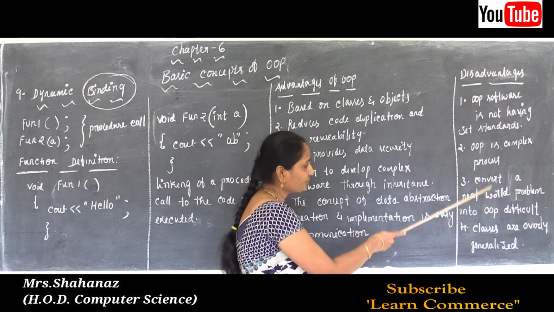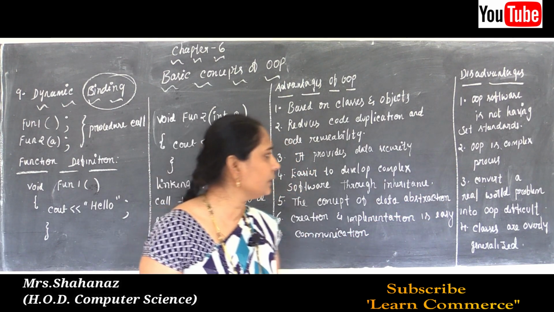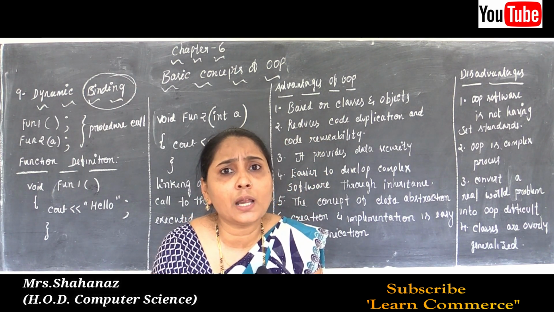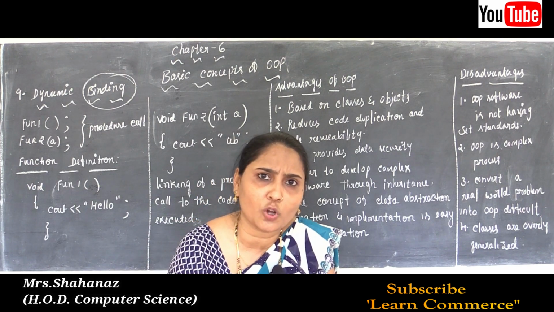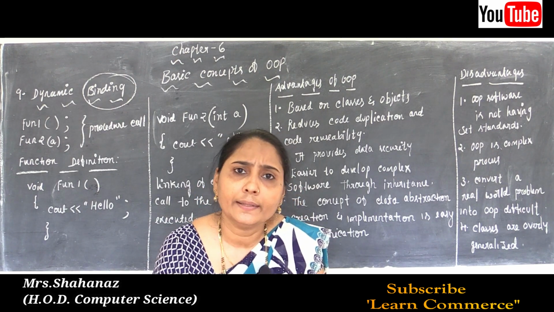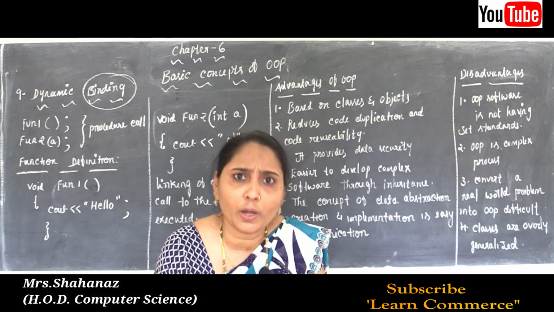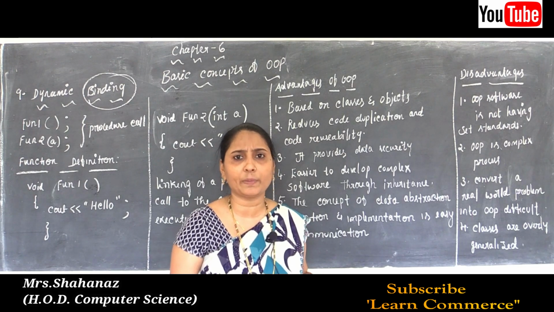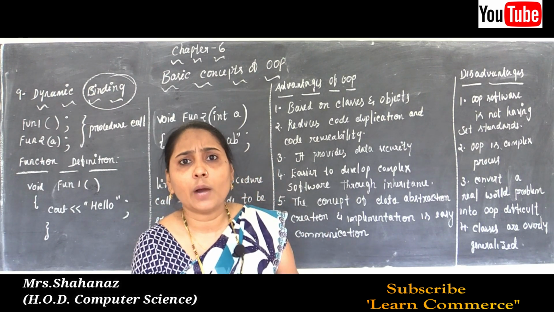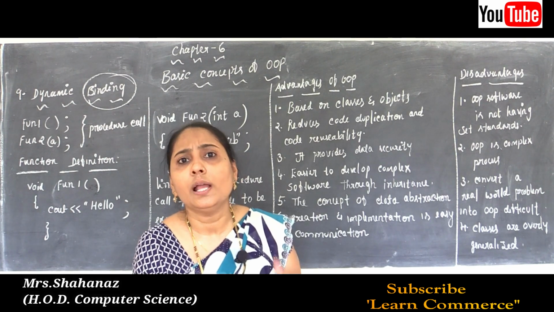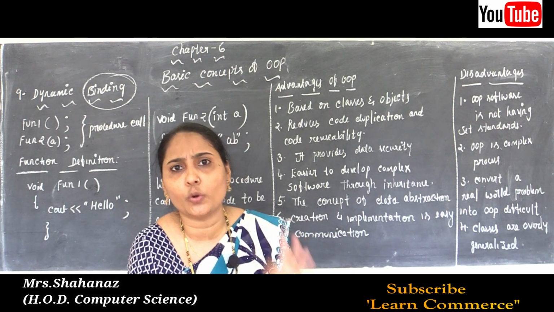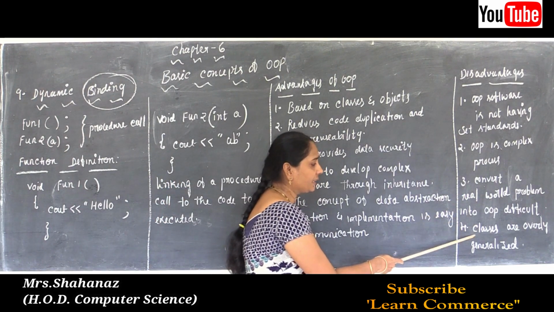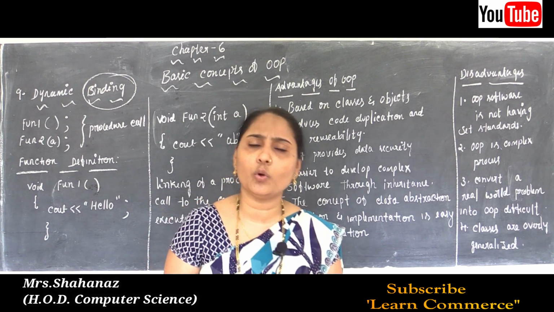Clear this point. Next is our third disadvantage. It is not possible to solve real world problems by using the concept of object oriented programming. That means converting a real world problem into object oriented programming is also a difficult process. Whatever our real, natural problem is, we can't solve it by using the concept of object oriented programming. So this is the third disadvantage, and the last we can say is that the classes are overly generalized.